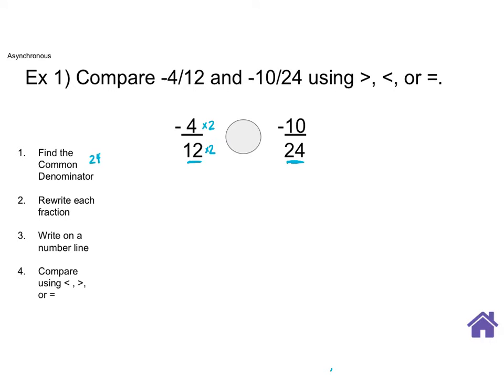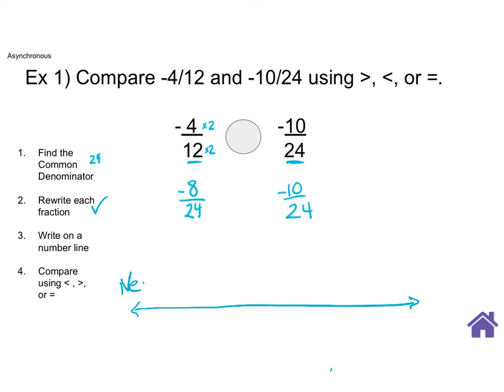Now I'm going to rewrite each fraction. So I have 24 on the bottom and -8 on the top, and I'm comparing that to -10/24. Now that I rewrote each fraction, I want to write them on the number line just to make sure that I know which one is bigger. So I'm going to create a number line. They're both negative, so the most negative is to the left and the most positive is to the right. We're trying to find which is greater than, less than, or equal to. We're going to see which one goes in here.